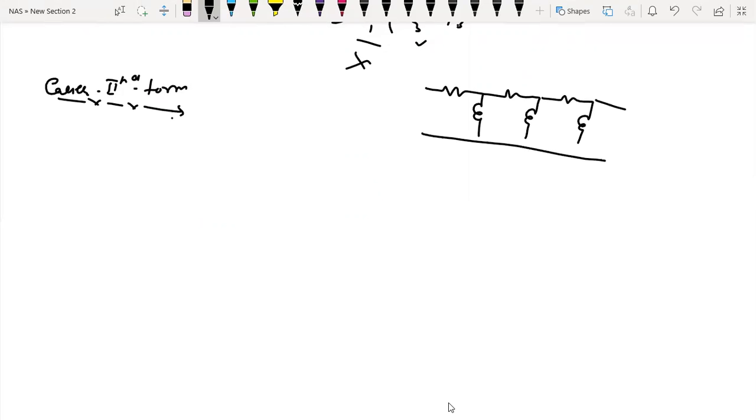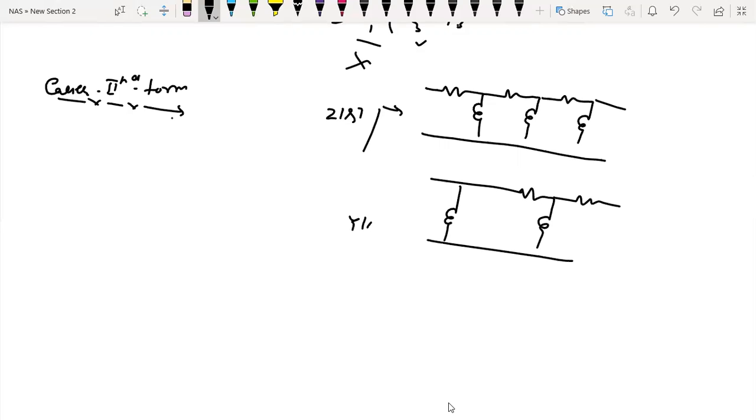If the starting element is R, then the form is done for the ZS, and if the starting element is L, then the form is done for the YS. So far so good. So the values are R1, L1, R2, L2, R3, L3, and if the starting element is L, then L1, R1, L2, R2. And how can we decide that the form is done for ZS or YS?